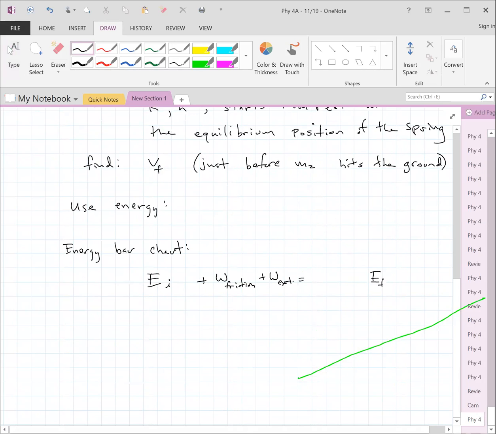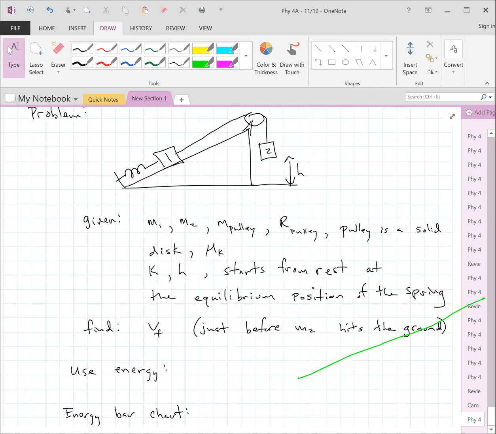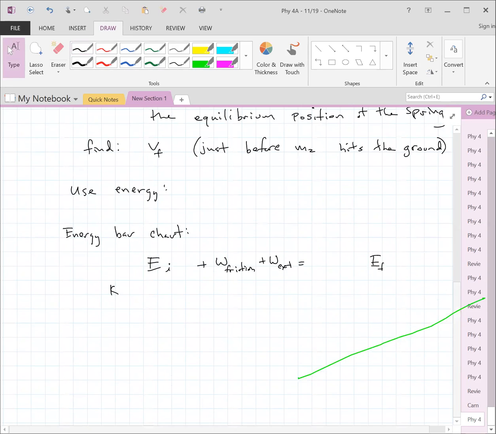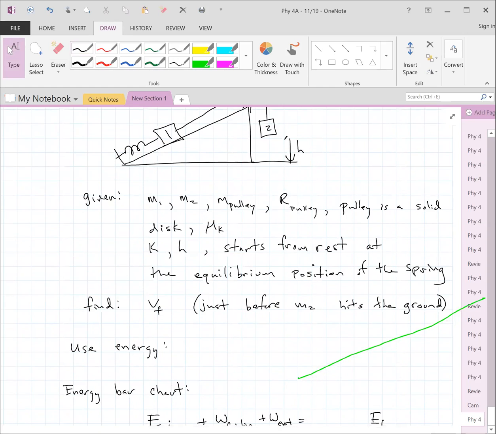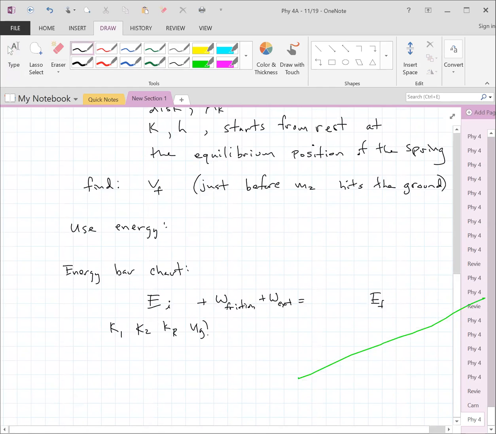The initial mechanical energy plus the work done by friction plus the work done by external forces is equal to the final mechanical energy. So what is mechanical energy? It's kinetic energy, and for every mass in our system we could have kinetic energy. We have three masses now: M1, M2, and the pulley. So there's possibly a kinetic energy 1, kinetic energy 2, and I'll call it K rotational for the pulley, but whatever you want to call it. All of those masses might go up and down, so we could have a U gravitational for mass 1 and a U gravitational for mass 2.